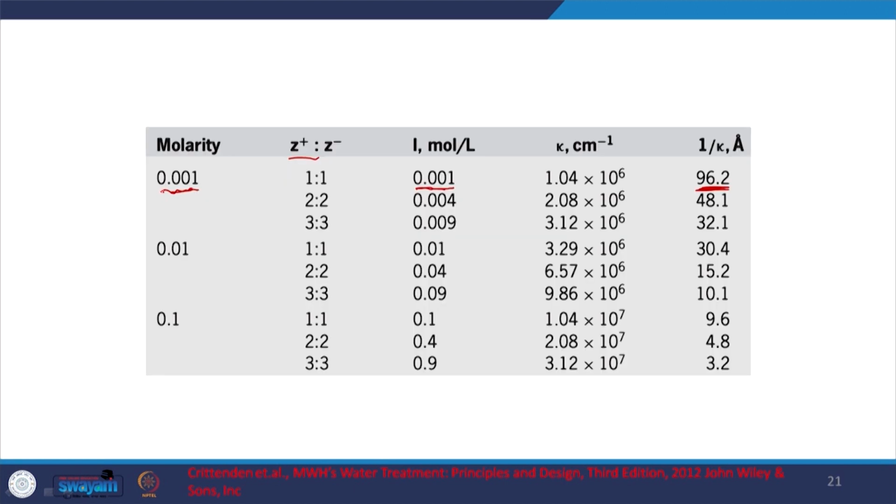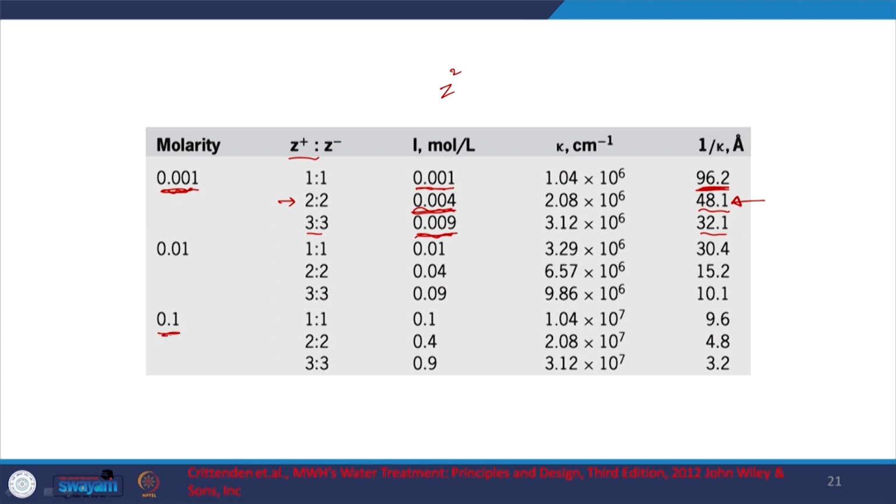And here with the same concentration, but with charge of 2, right. Now, what is the ionic strength coming out to be? You see that I mentioned that it is Z square, right. So that is why you see 2 to the power of 2, 4. So that is why you see 0.004, and then obviously 1 by k, or the distance of the electrical double layer, will decrease. And if it is 3, again Z square, 9. So you see that it is 0.009. Even though the concentration is the same, ionic strength is relatively high, and then this particular electrical double layer thickness is relatively low.